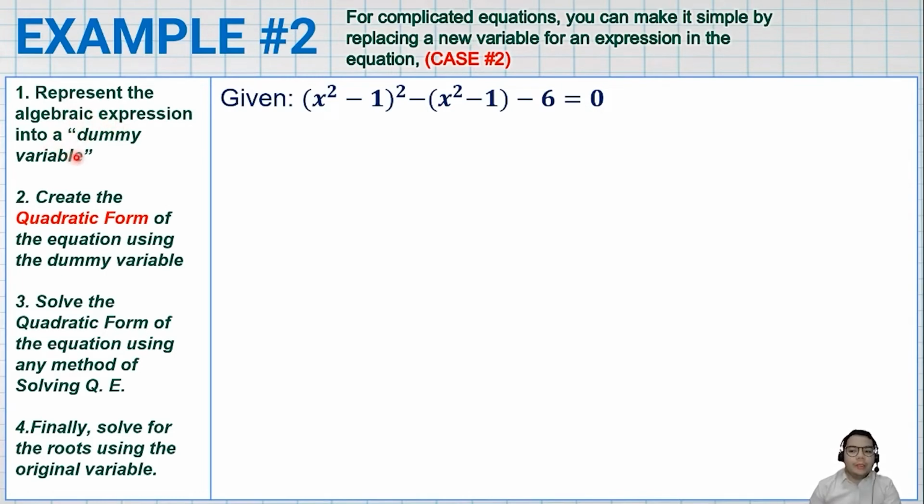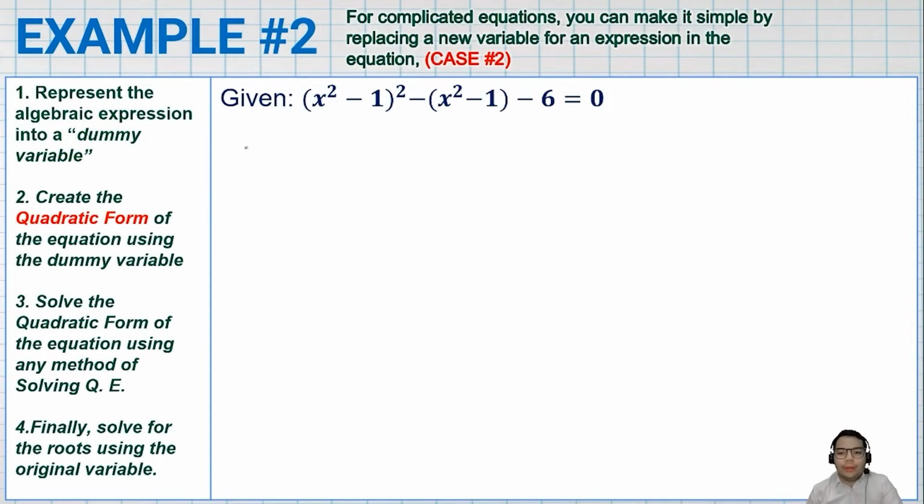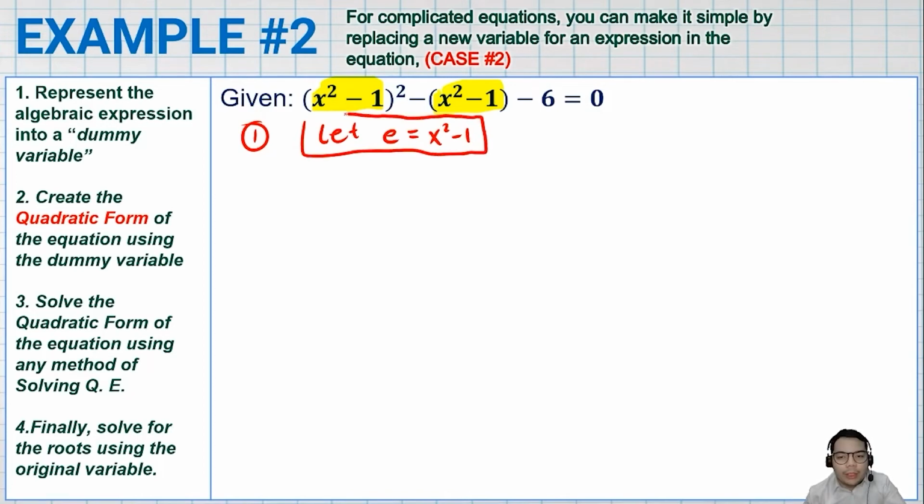So, once again, step number 1, represent the algebraic expression into a dummy variable. So, ganun ulit yung gagawin natin. So, step number 1, let's try to represent itong naulit na expression, itong x squared minus 1. So, tignan nyo, parehas lang ulit sila. So, we can let it as one variable. So, let e be equal to x squared minus 1. And that's our step number 1. Sundan lang natin yan. Palitan lang natin ng e para masundan natin yung step number 2.